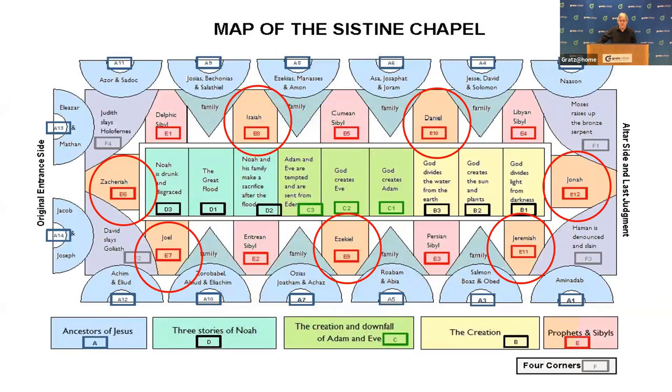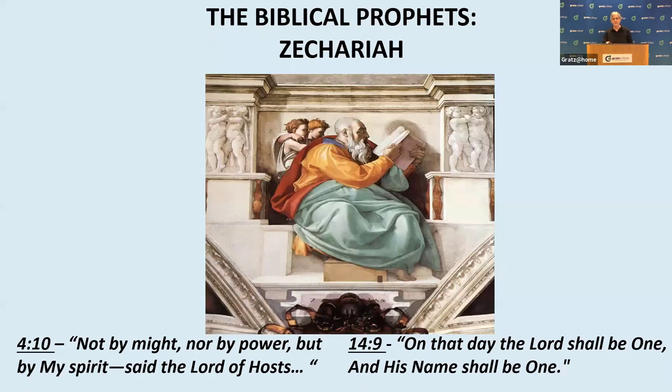Michelangelo also chose to pick seven prophets from the Hebrew Bible and to have them take a prominent place among the ancestors of Jesus on the ceiling. And the seven of them are all circled for you here: Isaiah, Daniel, Jonah, Zechariah, Joel, Ezekiel, Jeremiah. So why did he pick this particular group out of a lot more Hebrew prophets? There are at least 15 Hebrew prophets, and he chose these particular seven. I'm just going to give you an example of four of these, and maybe you'll begin to see some of the themes emerging from the prophets that he chose to emphasize from the Hebrew Bible.